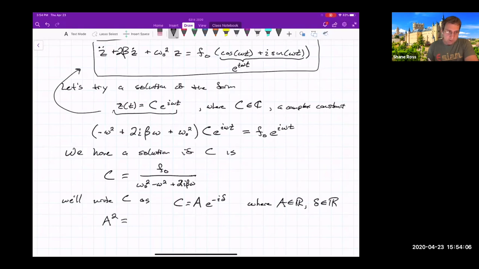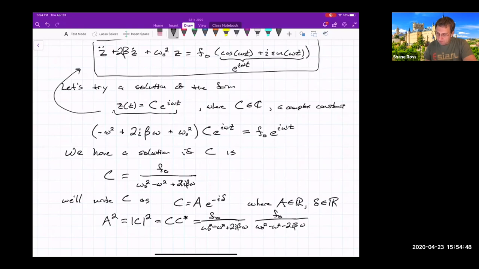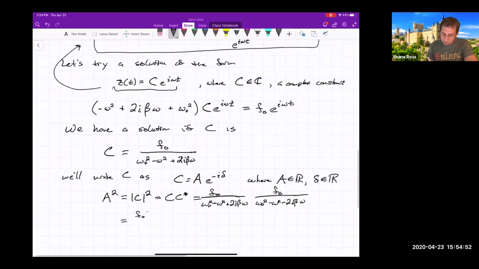A squared is going to equal the modulus squared of the complex number c. So that's the same as c times c conjugate, which if you work that out, what do you get? I guess for those of you who don't remember, this would be c, and its complex conjugate would be just anytime you've got i, you switch it to negative i. Negative 2i beta omega. All right, you work that out, and what do you get? F naught squared over, and I'll group these, omega naught squared minus omega squared, squared, plus 4 beta squared omega squared.